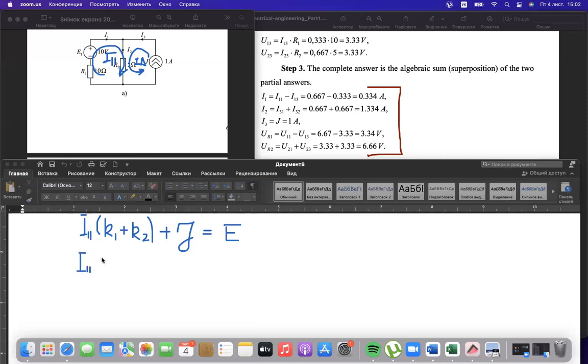Then this unknown variable multiplied by 10 plus 5, that is 15, plus 1 ampere, will be the value of the electromotive force, which is 10. Then it means that it will be 9, and the mesh current will be 9 over 15, or 3 over 5, which is 0.6. Yeah? Yeah. 0.67.